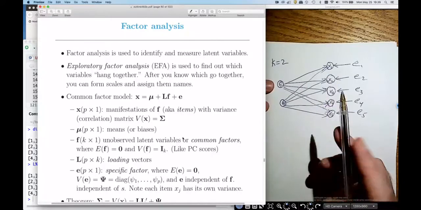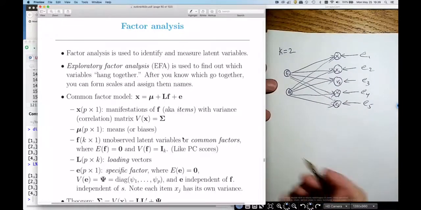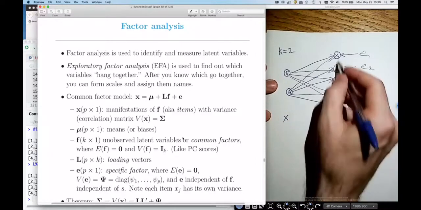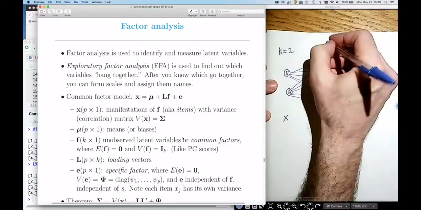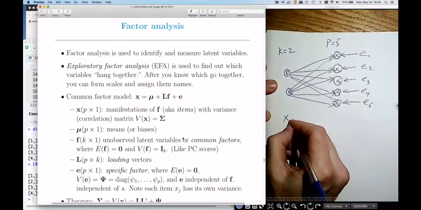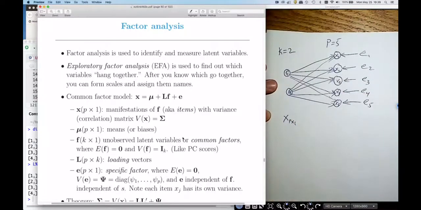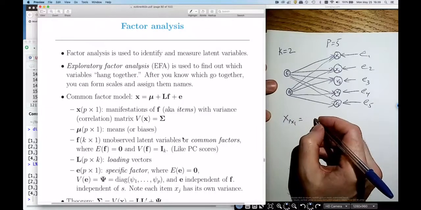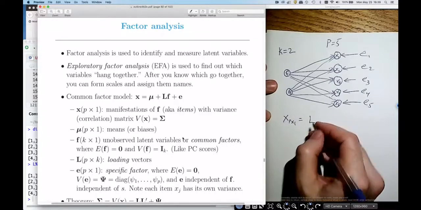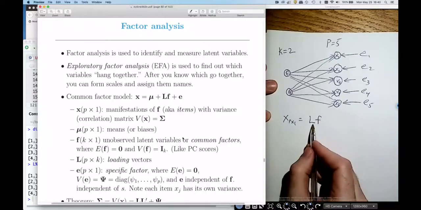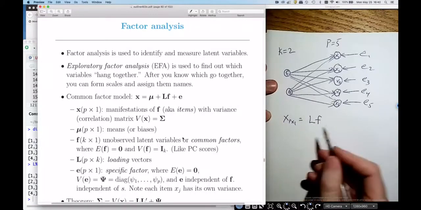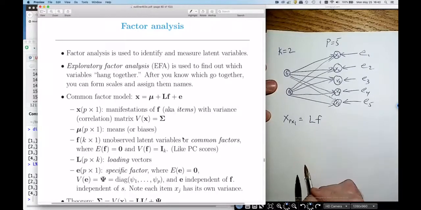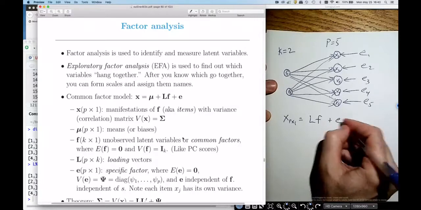Okay, so the way we write this mathematically is that my X's, where I've got p equal to 5 X's here, form a p by 1 vector, which is going to be some function of my F's. The function is going to be a linear function. So we're going to take loading vectors times my common factors, and then I have my errors.